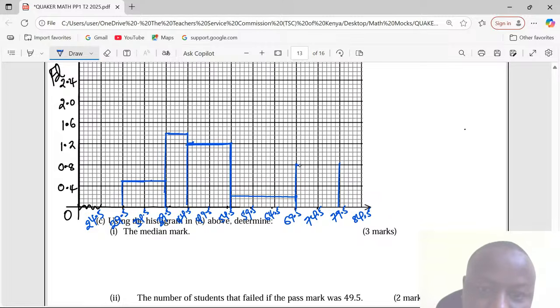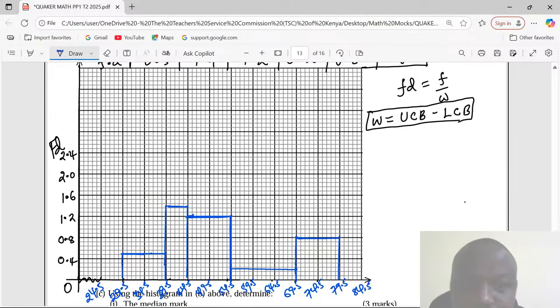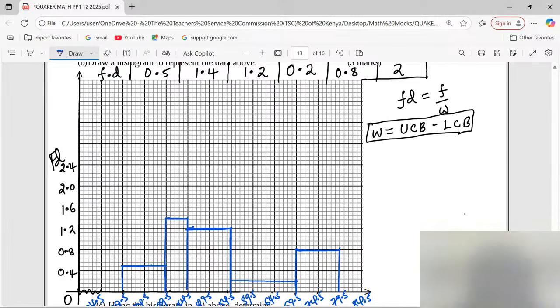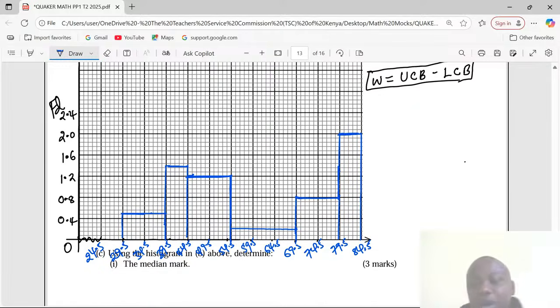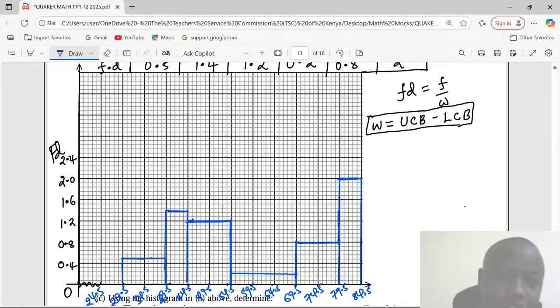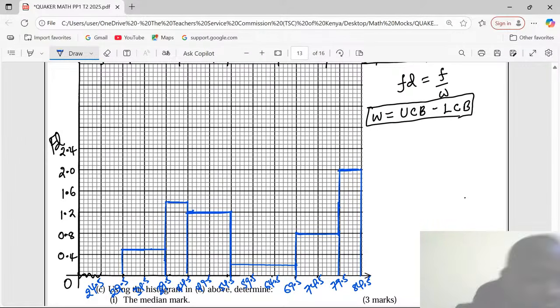So this is the class. Then we have the final class with a height of 2. The last one with a height of 2, that way. So this is now what we are calling the histogram. This is the histogram now.